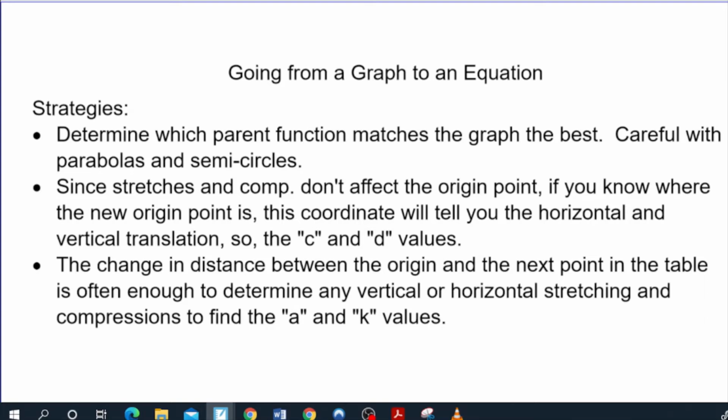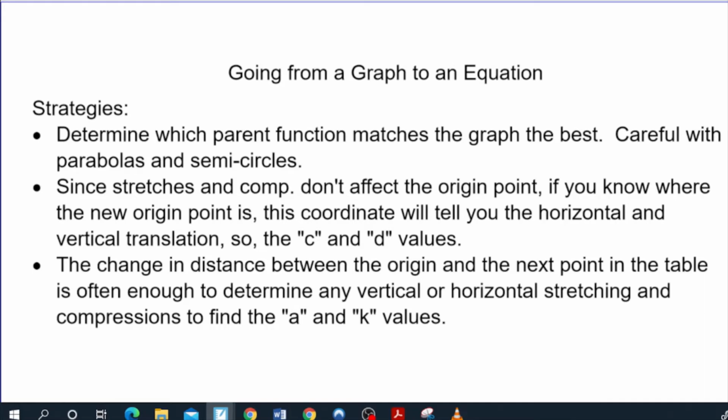So the first thing you'd want to do by looking at a graph is determine which parent function actually matches the graph the best. And please be careful, parabolas can look like demi-circles, so those two can be somewhat similar sometimes. So you definitely want to be careful about that. But most of the other functions we've seen are relatively different.